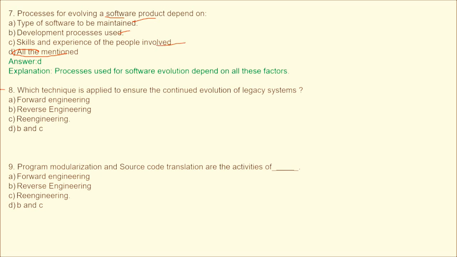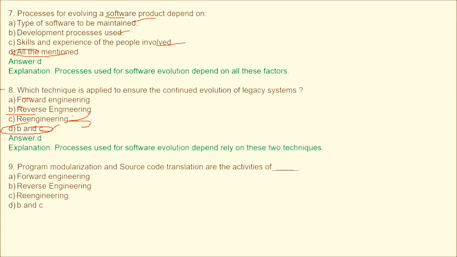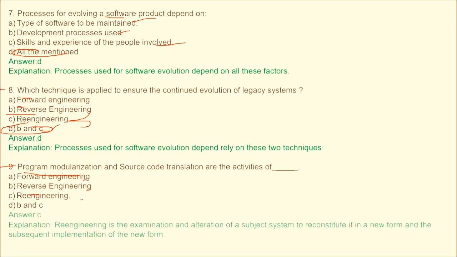Next, which technique is applied to ensure the continued evolution of legacy systems? Forward, reverse, re-engineering, or B and C? Reverse engineering and re-engineering. The answer is D, because processes used for software evolution depend and rely on re-engineering and reverse engineering. Next, program modularization and source code translation are the activities of which? Forward, reverse, re-engineering, B and C? The answer is C. It is re-engineering.